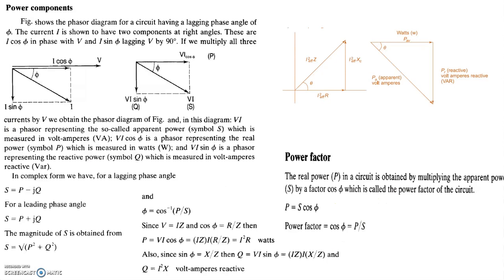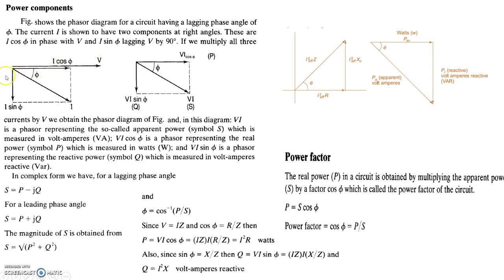And just to give a review of the power components, we know that complex power S is equal to P plus jQ when the power factor angle is leading, so Q is positive. When the power factor is lagging, S is P minus jQ. So here is a simple diagram with the lagging current.